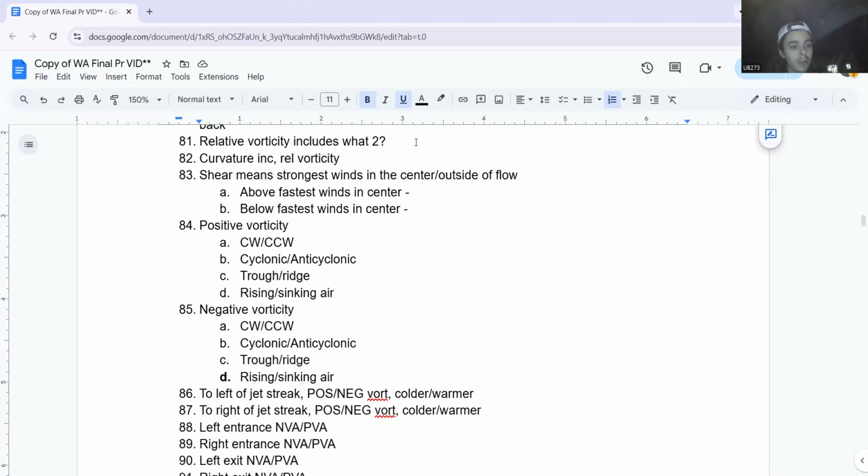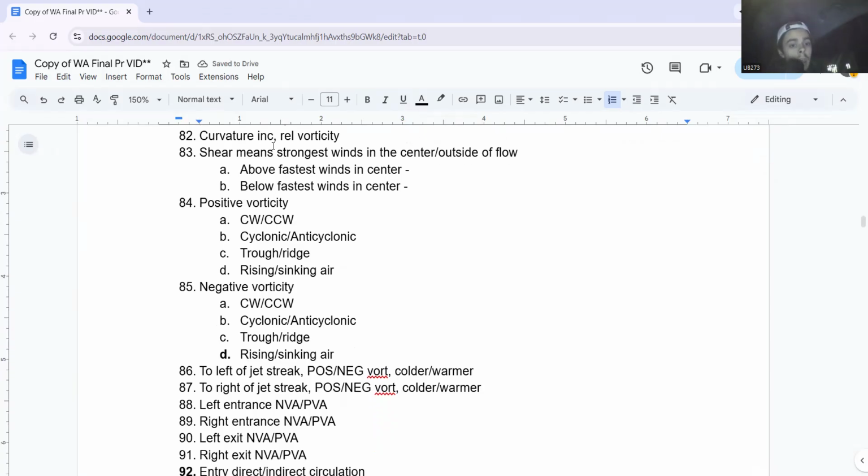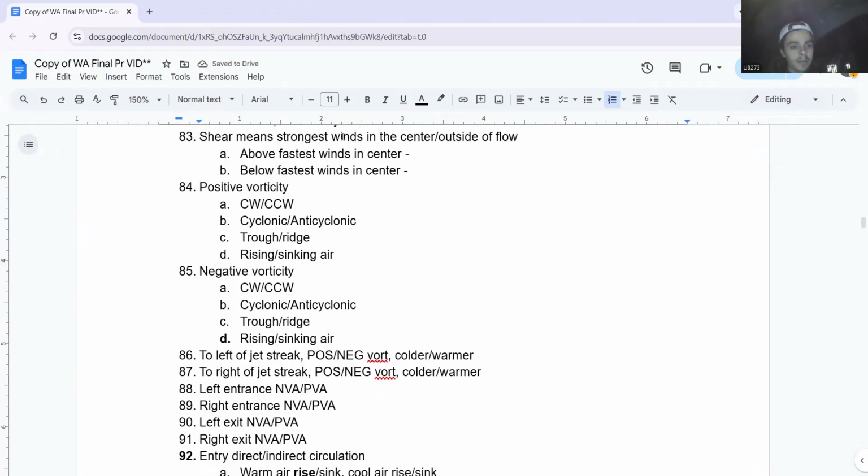Relative vorticity includes what two? We have curvature and shear that cause relative vorticity. As curvature increases, relative vorticity also increases. Shear means that the strongest winds are going to be in the center or the outside of the flow. Center. Yes, the strongest winds are going to be in the very center of that jet streak, slightly weaker outside.